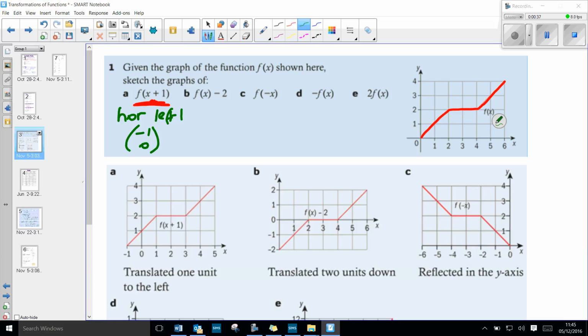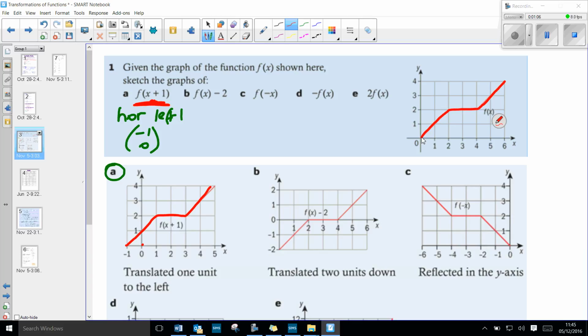So you may or may not notice that here in the answer section, this diagram is exactly the same as our original. However, it's just shifted left 1 unit. So where the original started here at (0, 0), our new function starts here at (-1, 0). The answers are here, and you just have to look at them and go, oh.